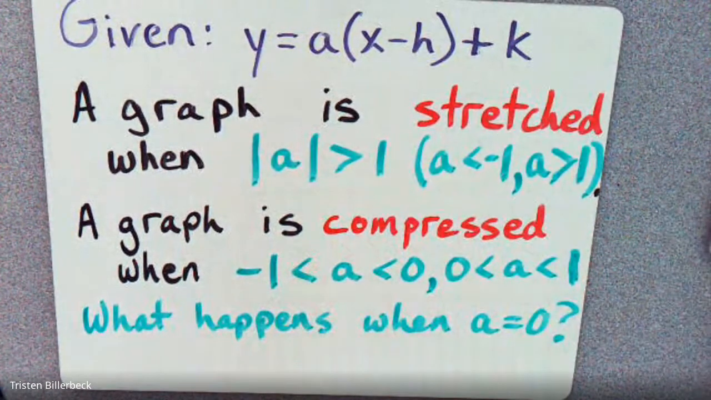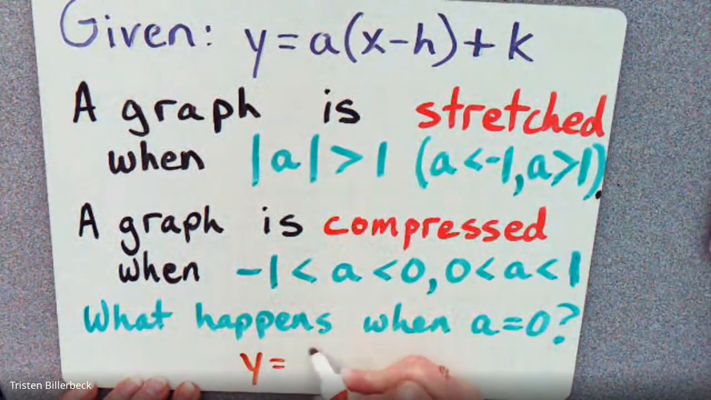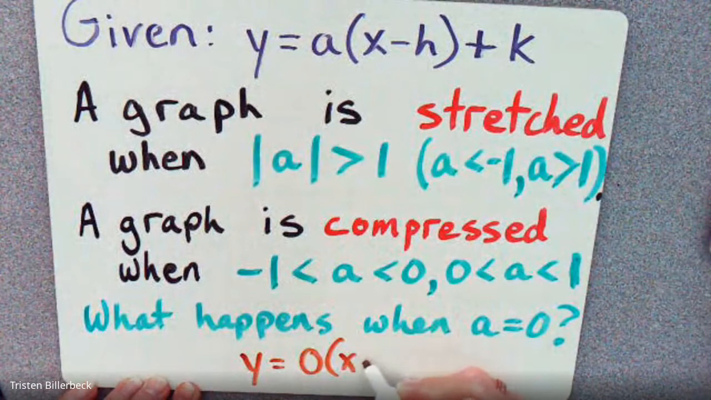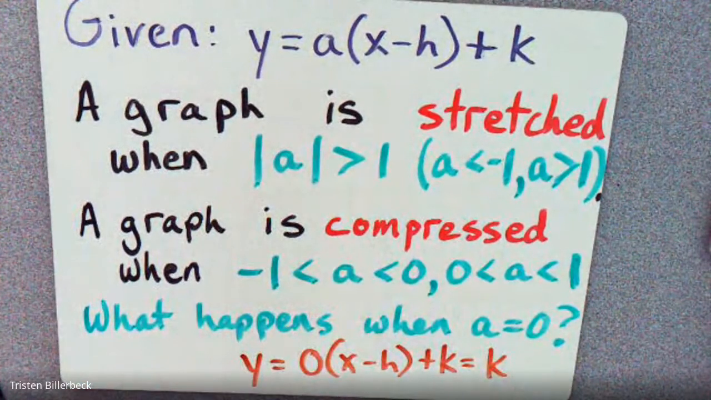So what's happening when A equals 0? Well, you have y equals 0 times all this, which doesn't matter because it's gone, since it's multiplied by 0. So it's just equals k. It's a constant, so you have a horizontal line.